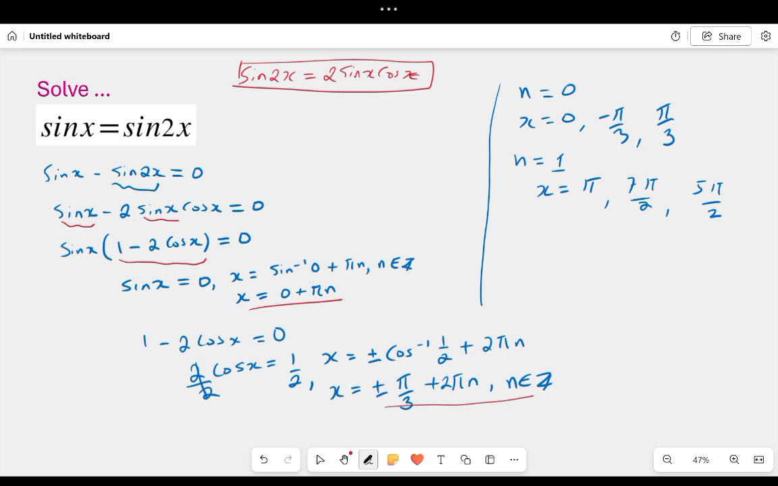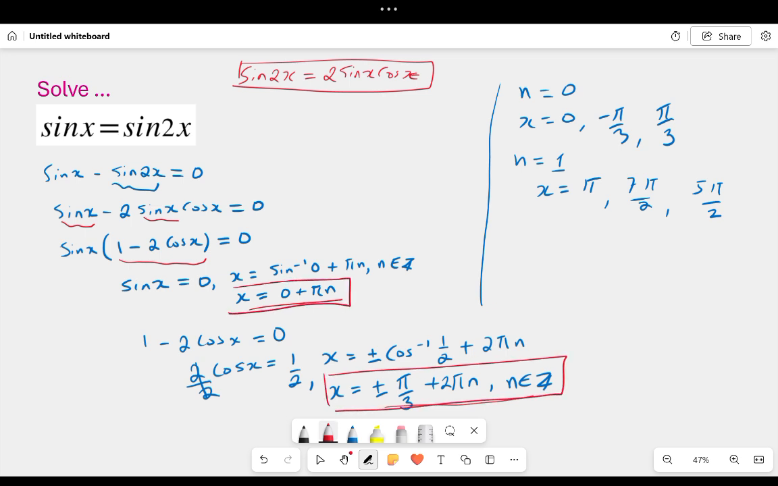All right, so we can come up with as many solutions as possible, but what we have over here and over here is the general solution for the equation above. And what we got afterwards are the particular solutions based on the domain that we have been given.